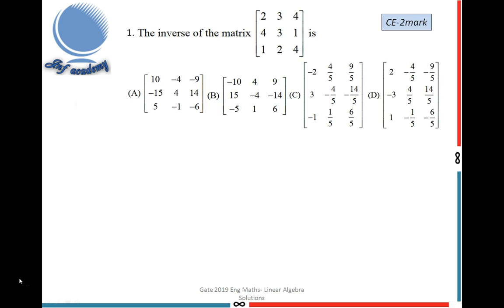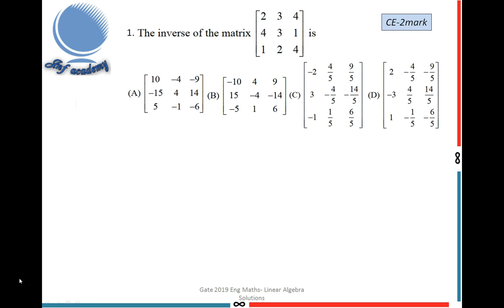Hi, myself Uma. In this video, I am going to solve some problems which are taken from GATE 2019 Engineering Mathematics questions, belonging to the topic linear algebra, particularly rank and inverse concepts. I already uploaded the concept video related to this topic, rank and inverse. If you want to learn the concept of rank and inverse, then you can watch. Now let's move on to the problem.